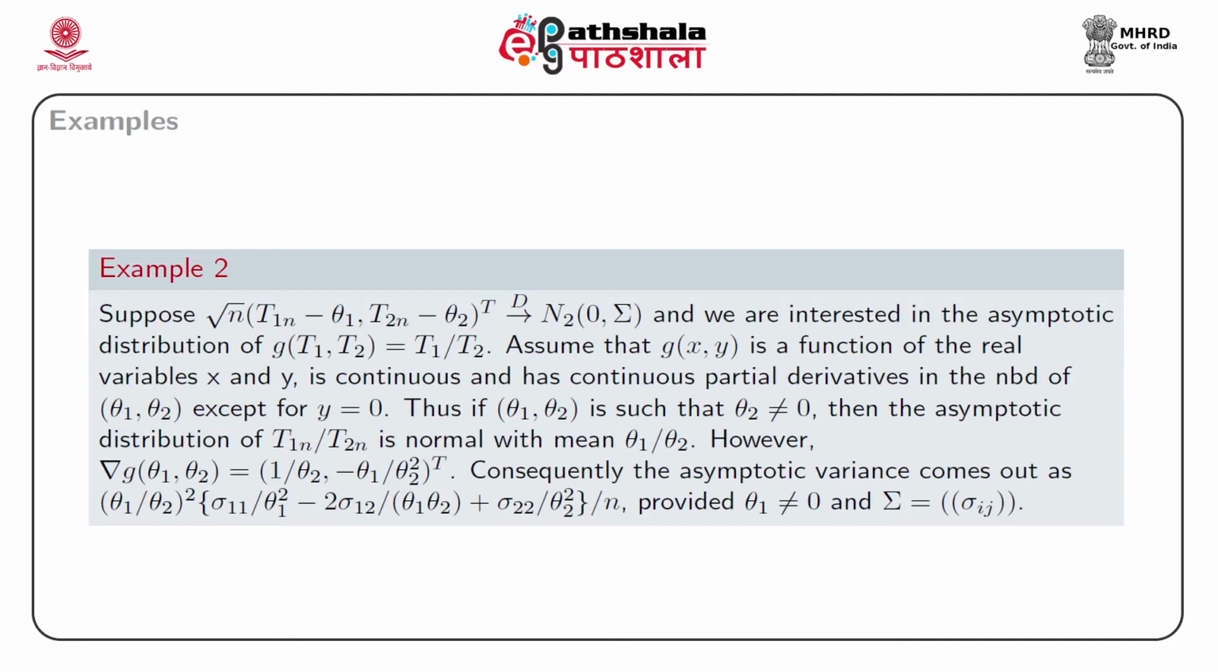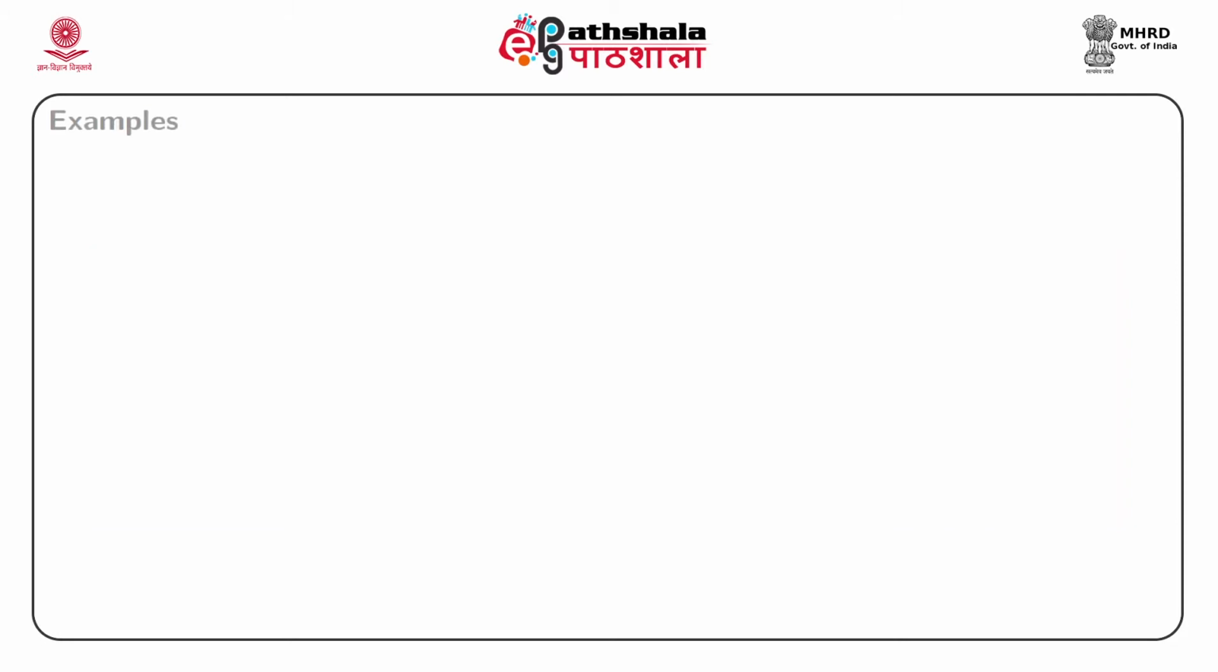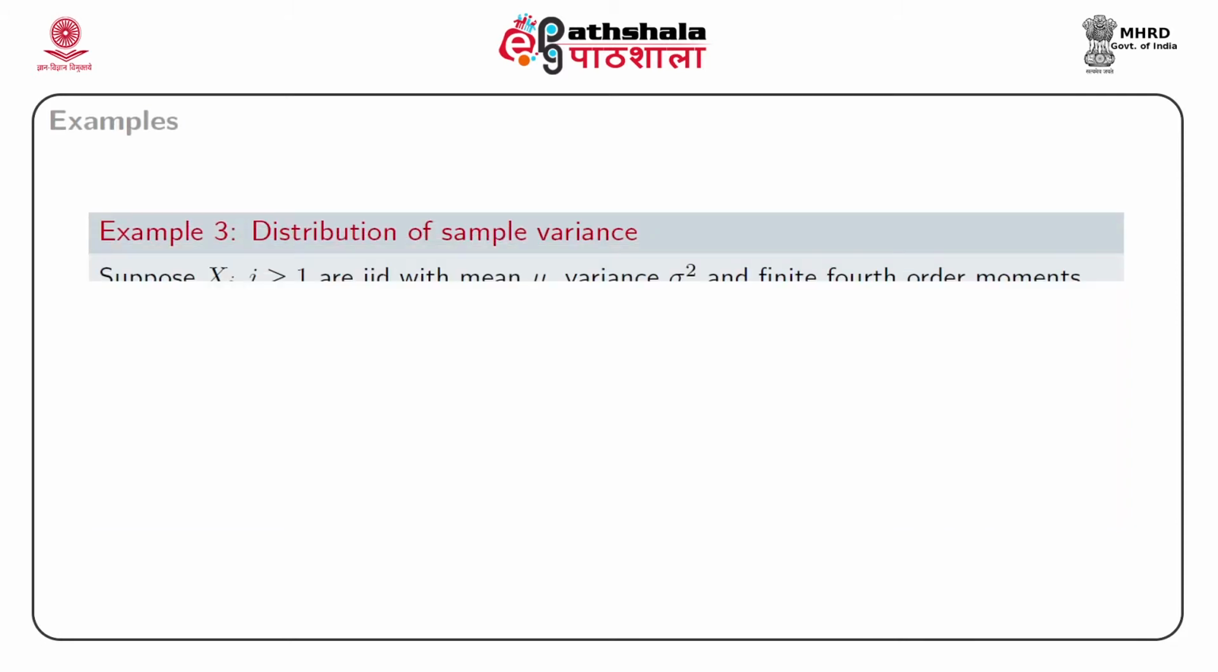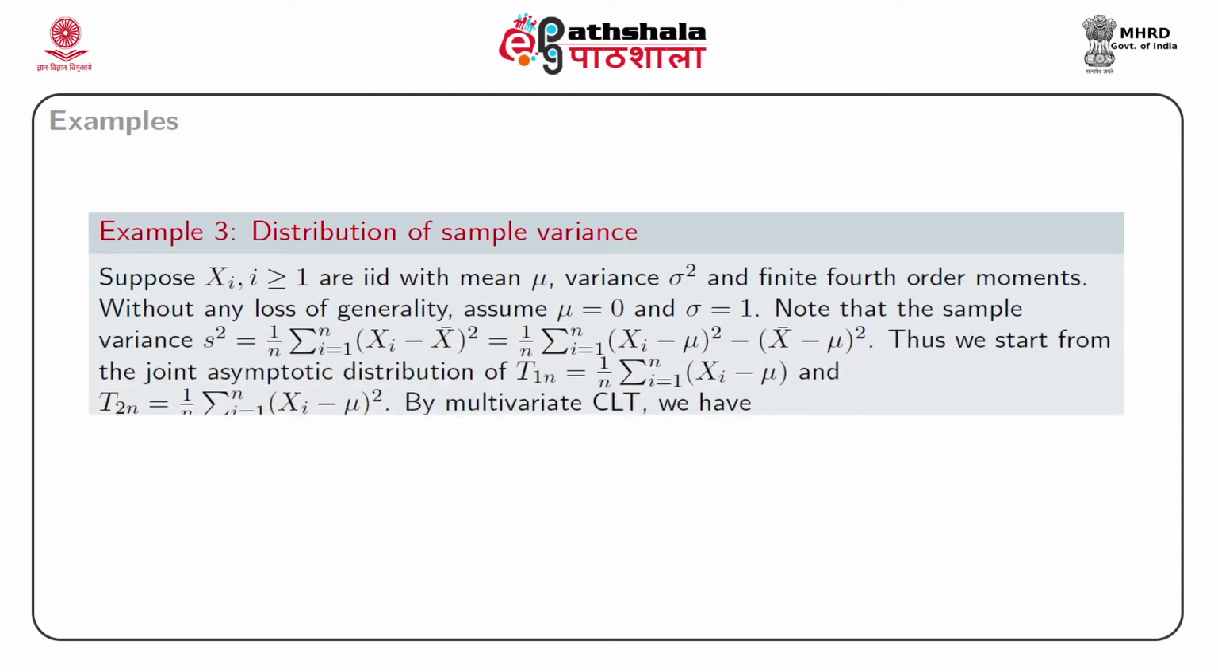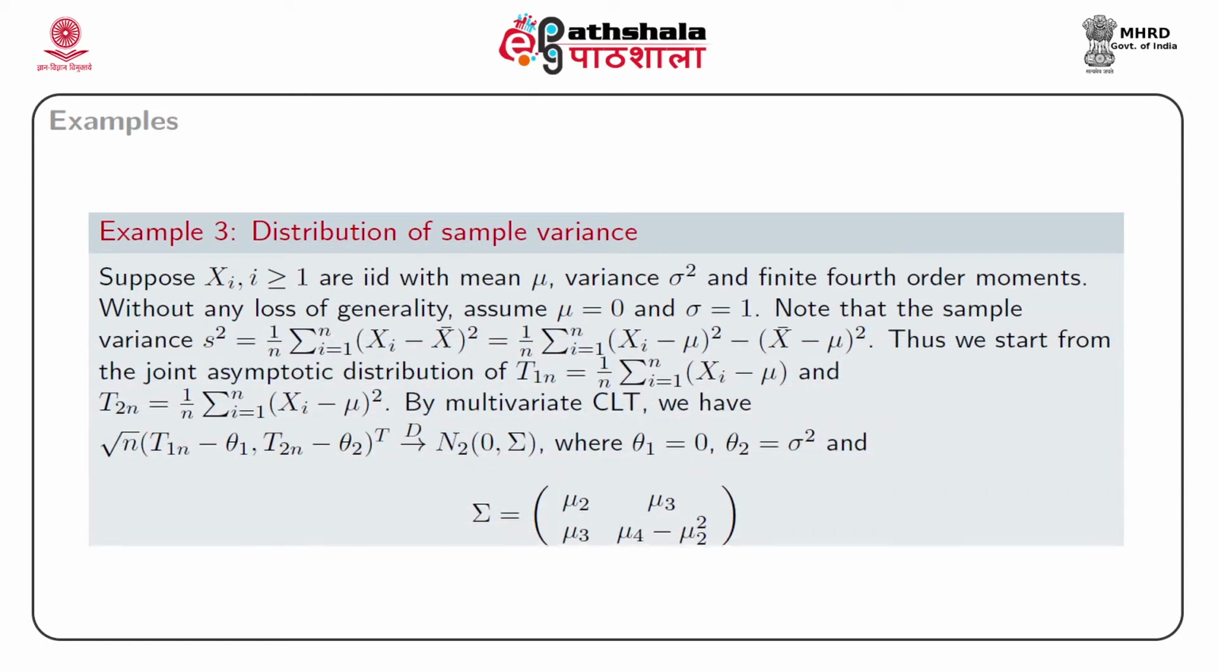Suppose we need to find the large sample distribution of sample variance. Suppose xi are IID random variables with mean mu and variance sigma square, and we assume that the fourth order moments of xi are finite. So without any loss of generality, assume that mu equal to 0 and sigma equal to 1. Note that the sample variance S square is defined as 1 by n summation (xi minus x bar) square, can be expressed as 1 by n summation (xi minus mu) whole square minus (x bar minus mu) whole square.